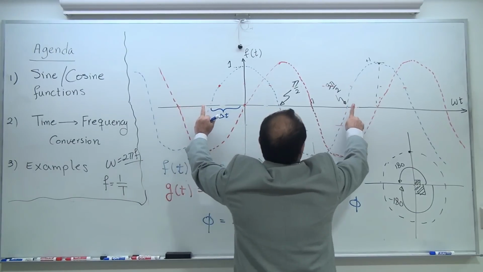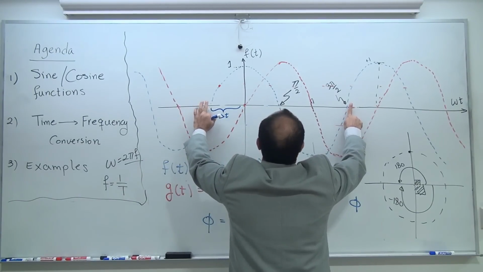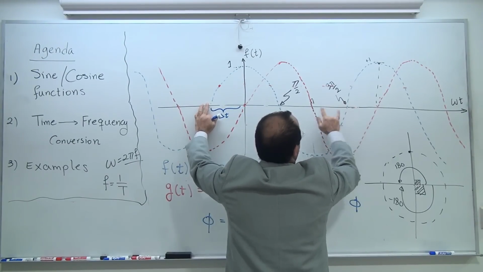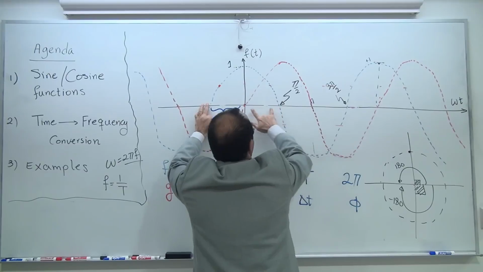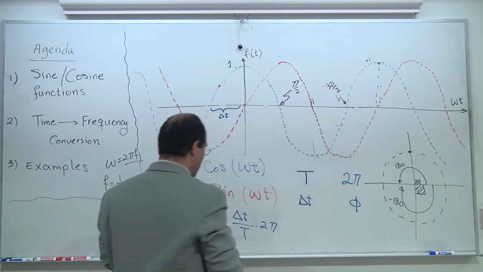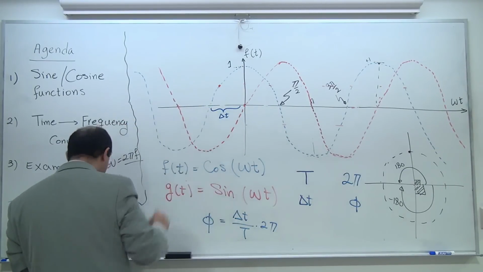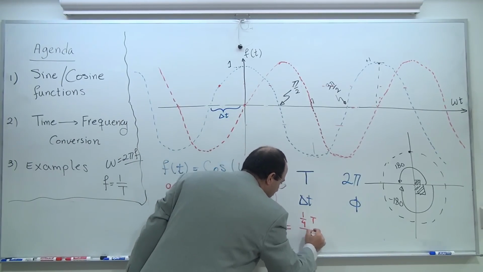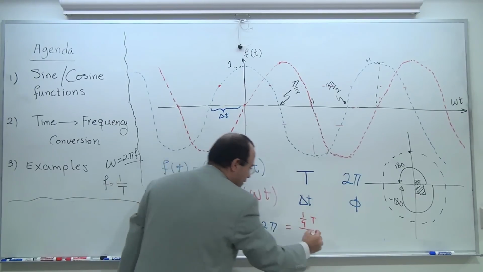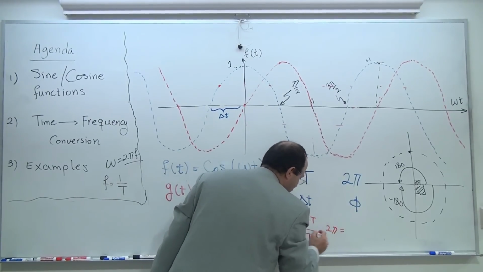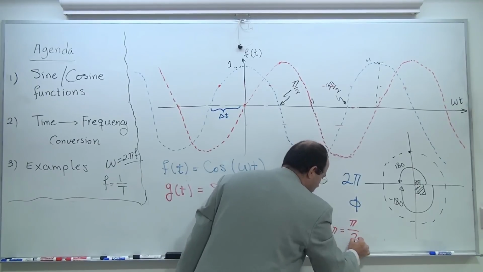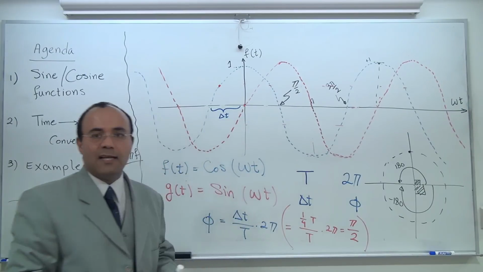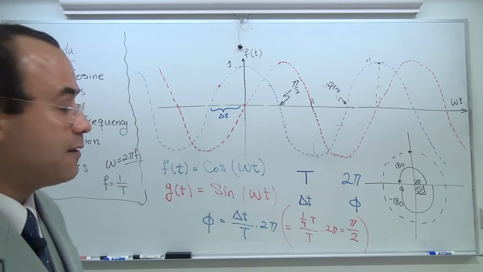Now, if I am careful in terms of drawing, this is my capital T, and I can see that capital T is divided into 4 parts. 1/4, 1/4, 1/4, 1/4. So this delta t, for this specific design, is going to be 1/4 of T divided by T, just for this example, please, times 2 pi. So this is going to be pi divided by 2. I put that in a bracket to emphasize that this is a special case for the sine function.